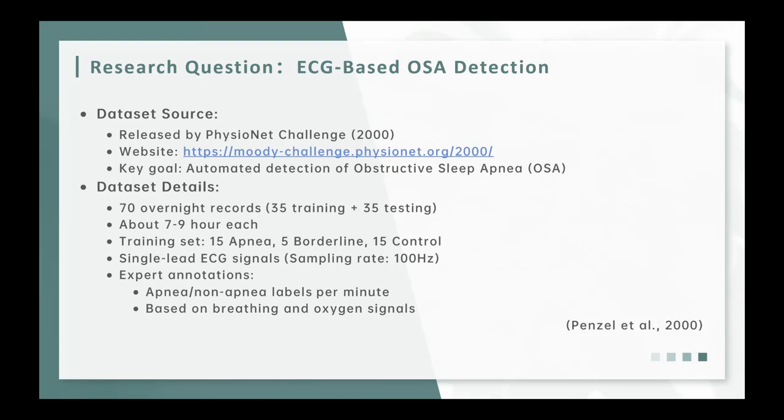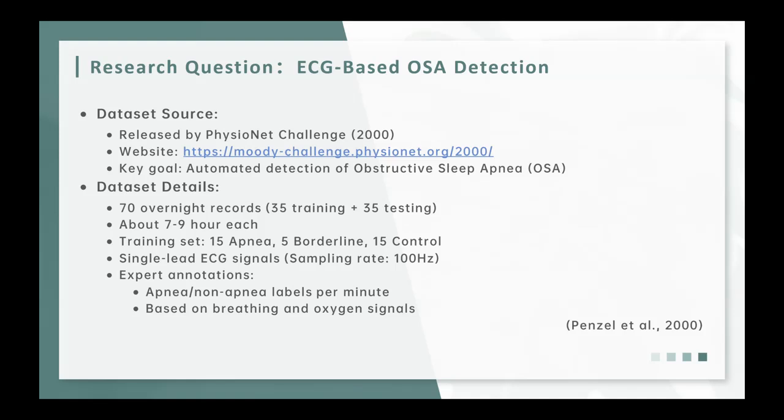This slide shows the dataset we used in our study. It comes from the PhysioNet Apnea ECG Challenge 2000, which is a public medical signal database. The main goal of this dataset is to help develop methods for automatically detecting OSA from single-line ECG.